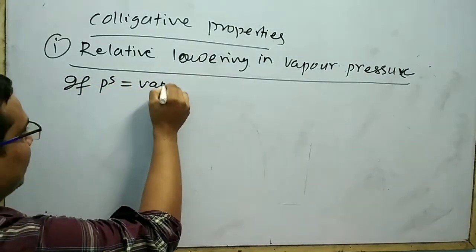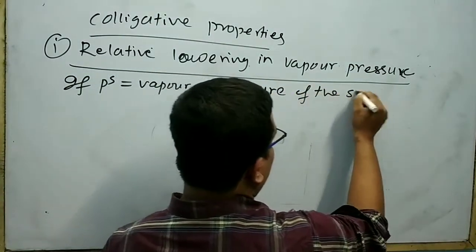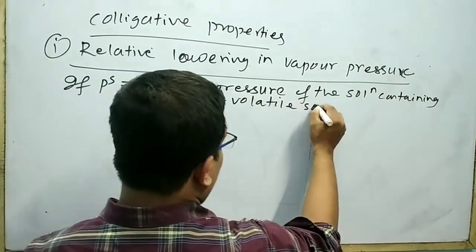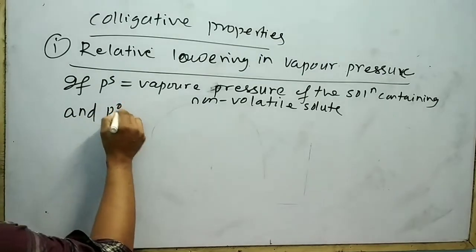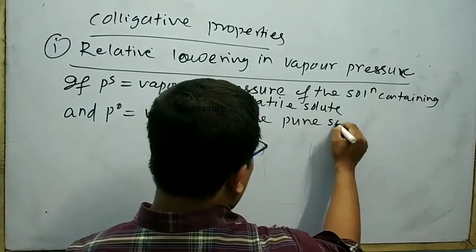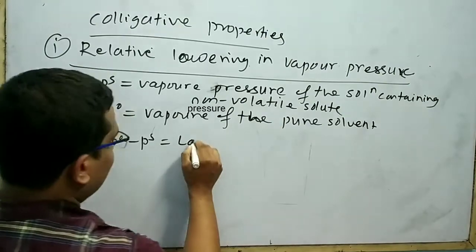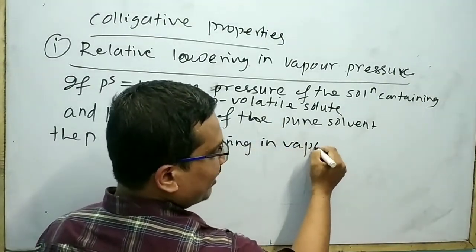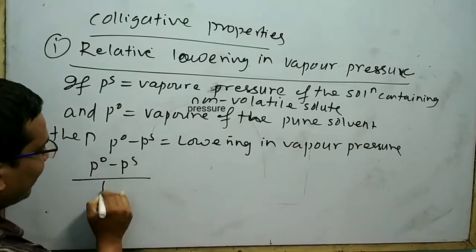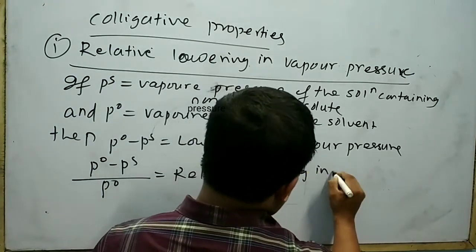If Ps equals the vapor pressure of the solution containing non-volatile solute and P0 equals the vapor pressure of the pure solvent, then P0 minus Ps equals the lowering in vapor pressure, and I can also write (P0 minus Ps) divided by P0 equals the relative lowering in vapor pressure.